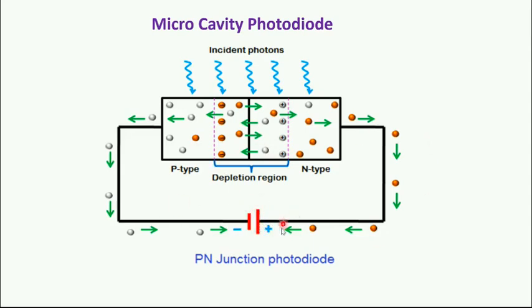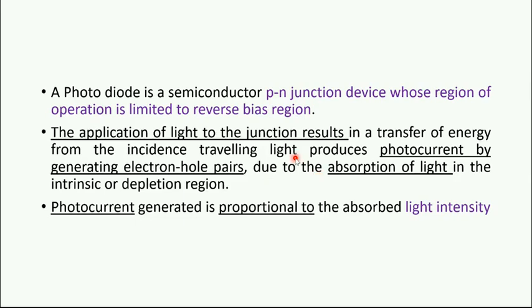All photodiodes are reverse biased, right? These things we studied earlier. The photodiode is a PN junction diode, and reverse bias is used for the working of the photodiode. So with the application of light in the junction, the depletion region, there will be a photocurrent that depends upon the absorption of light.